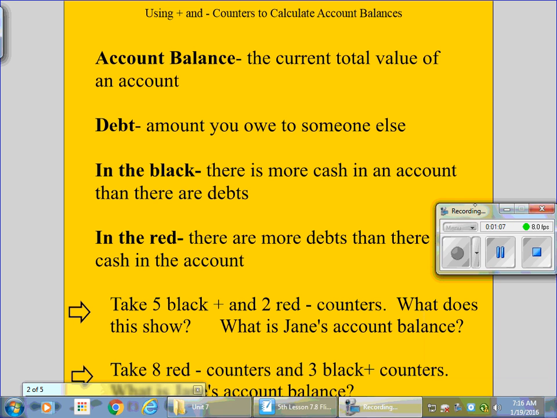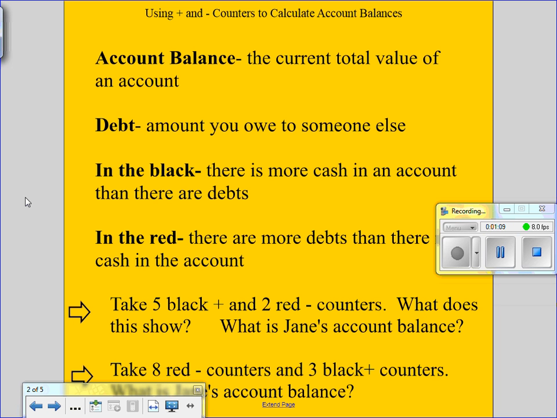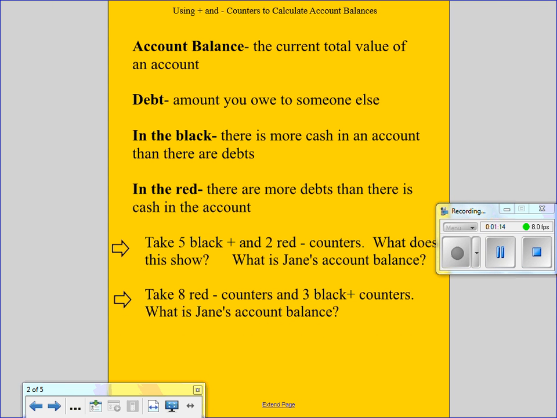Here's some ideas down here at the bottom of this page. It says you take 5 black and 2 red counters. What does this show? So watch here. So if I have 5 black, I'm going to make these positives. 1, 2, 3, 4, 5. 2 red counters. I want to know how much money is in Jane's account. So this is how I want you to do this tomorrow in class.